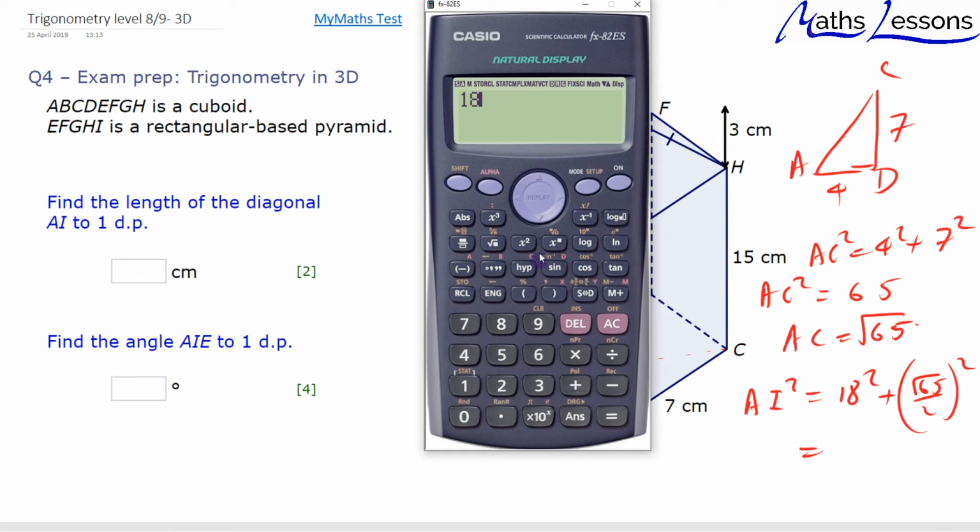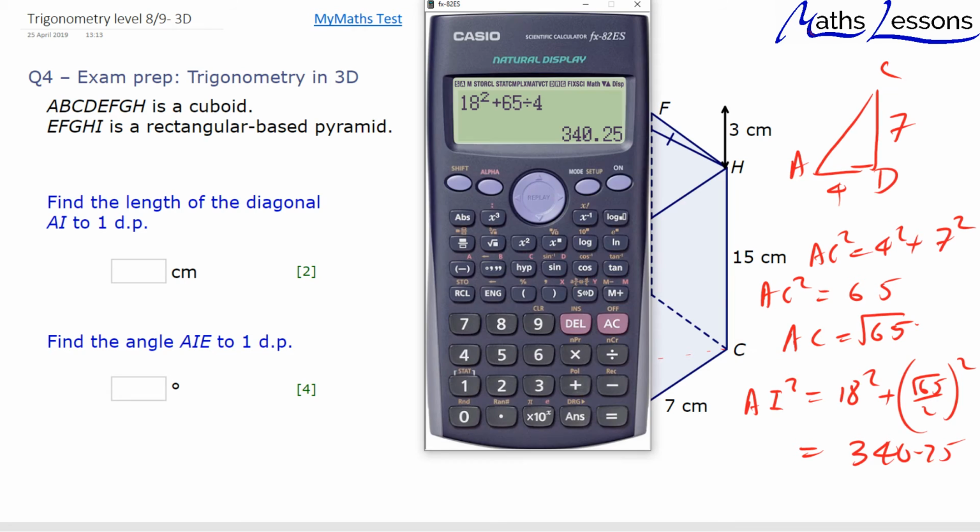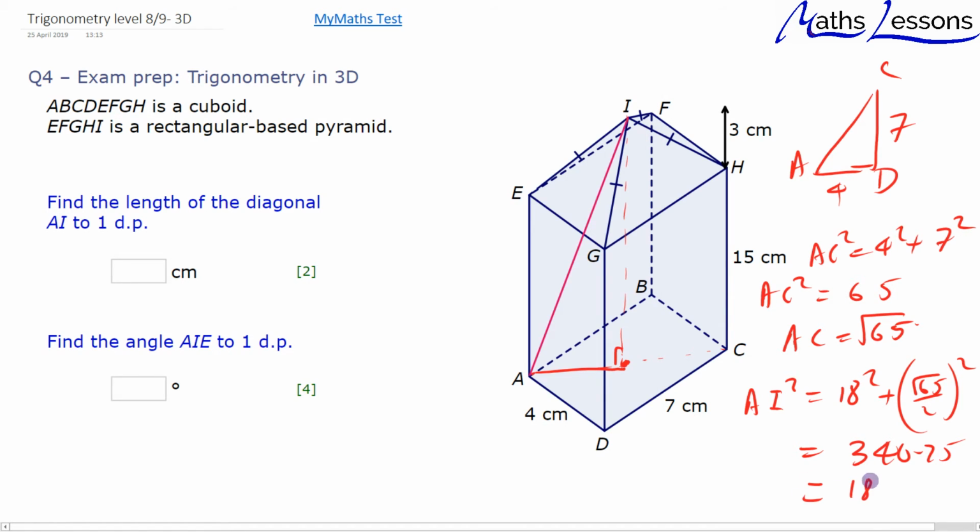So we've got 18 squared plus the square root of 65 squared, which is just 65 over 4. So 65 divided by 4 equals, and we get that value, 340.25. And obviously AI will be the square root of that. So let's just square root our answer, and we get 18.44. So to 1 dp, that's going to be 18.4. Now we're going to find the angle AIE.